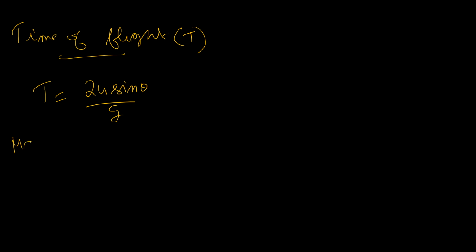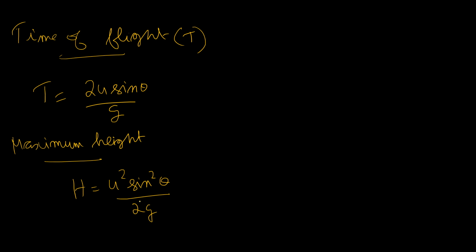The next one is maximum height. It is defined as the maximum vertical height covered by the projectile. It is given by h is equal to u square sine square theta by 2g. The next one is horizontal range, defined as the maximum distance covered in the horizontal direction. The equation is R equal to u square sine 2 theta by g.